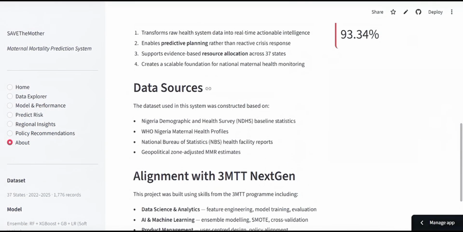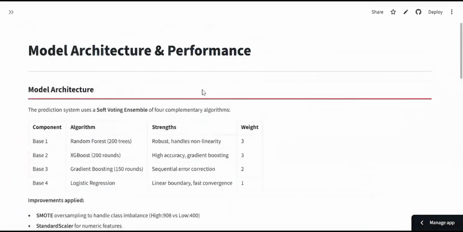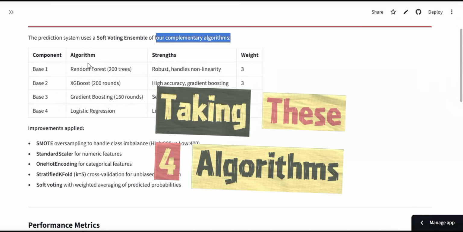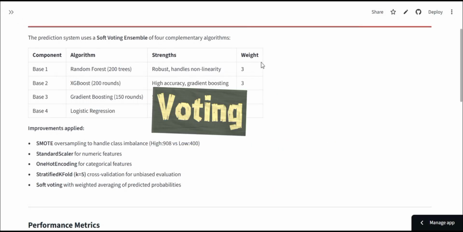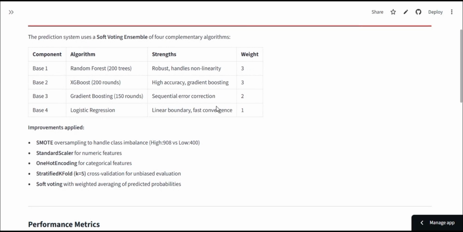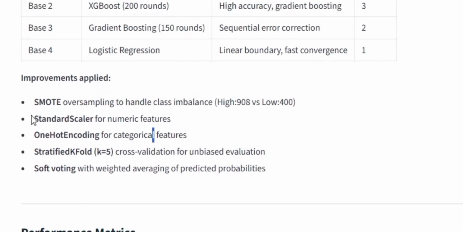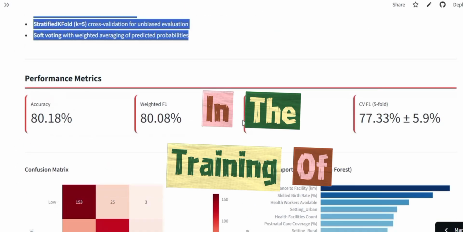The baseline STM model was trained on dummy datasets based on this criteria as a proof of concept. For the model itself, I used the Soft Voting Ensemble architecture of 4 complementary algorithms, which is basically me taking these 4 algorithms, putting them together, and giving them different voting power based on the decision they make. Now, they are categorized based on their level of performance. Due to class imbalances in my data, I had to smooth out the data, and I used a bunch of other techniques too in the training of my model.